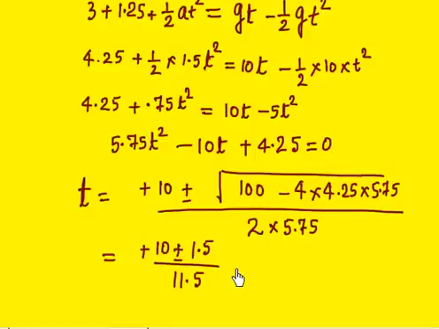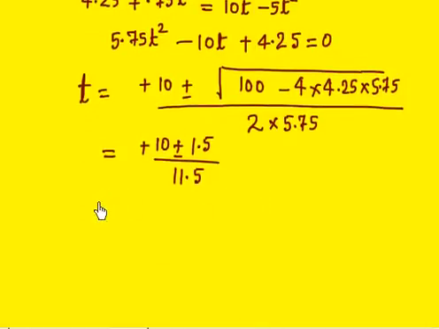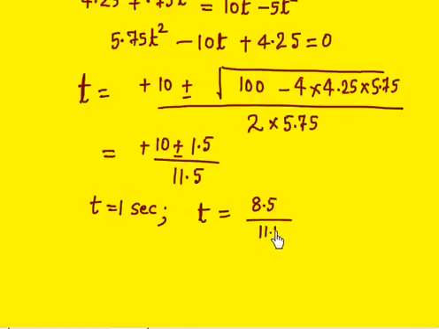Now if you take the two solutions that will come, one solution is t equals 1 second, and the other solution is t less than 1 second, that is 10 minus 1, 9, 8.5 divided by 11.5.